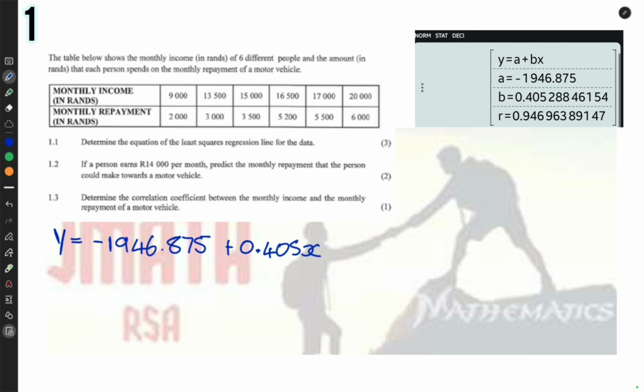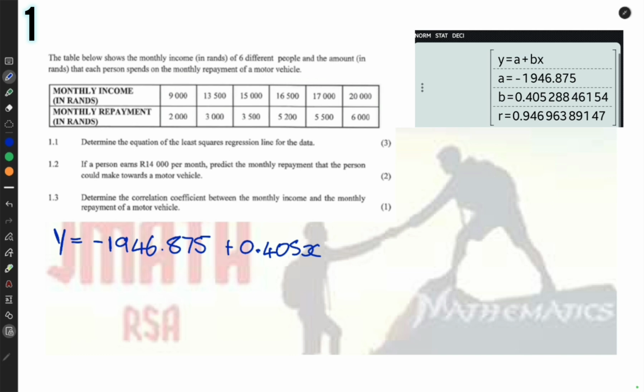If a person earns 14,000 per month, predict the monthly repayment that the person could make towards the motor vehicle. I can check 14,000. Does it lie within the data? Yes, it does. I know values smaller than that and values bigger than that. So that is called interpolation. I can make an accurate prediction because 14,000 is within the data set.